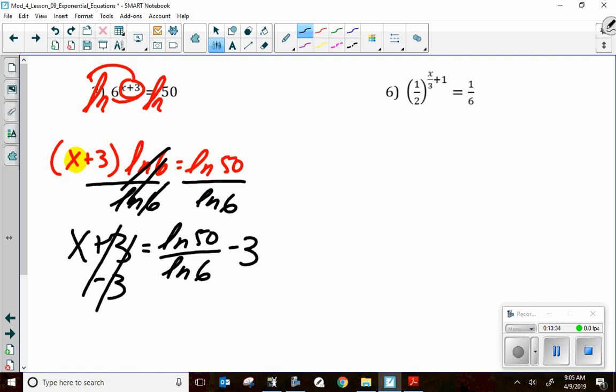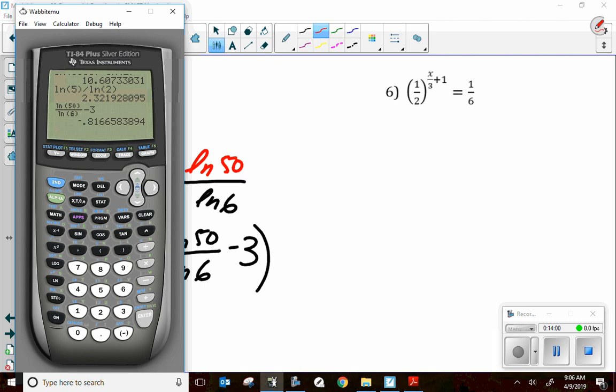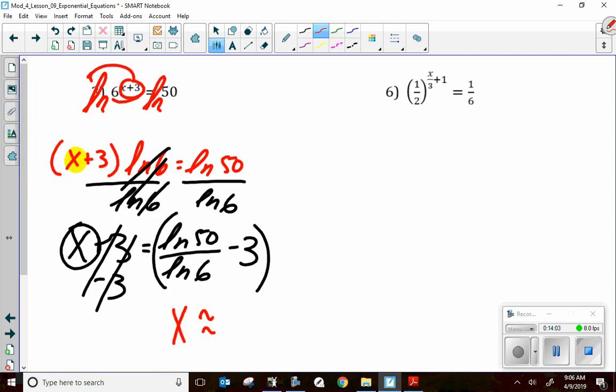So my x is going to equal whatever this is. And again, I'm going to use my calculator. I'll do this in one step here. It's the ln of 50 over the ln of 6. And then I pop out and I subtract 3. Negative 0.817. So that is approximately negative 0.817.